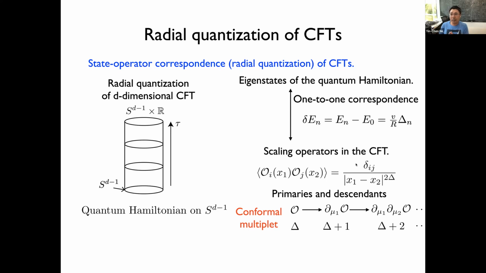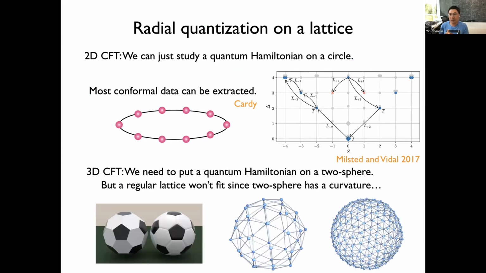And this really gives you direct access to a wealth of information. For example, you can directly observe emergent conformal symmetry by just checking whether you get integer spaced levels between primaries and descendants. And from the energy gaps, you can also get scaling dimensions of the primary operators. Unfortunately, this radial quantization in the past only worked for 2D CFT, that is 1+1D CFT, because there you just need to put your quantum Hamiltonian on a circle. But for higher dimensional CFT, you need to put a quantum Hamiltonian on a sphere, for example, the 2-sphere.